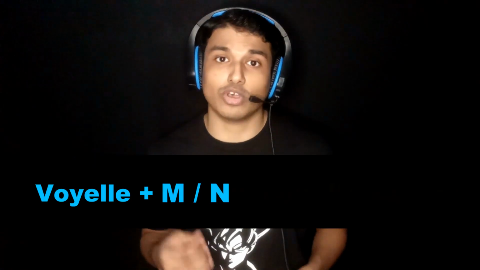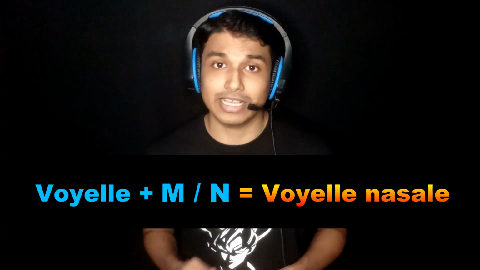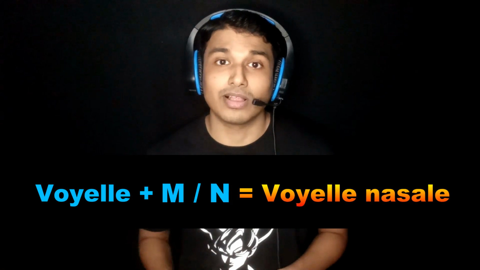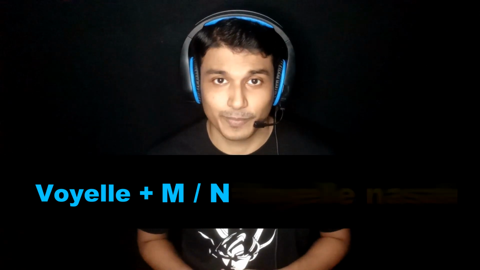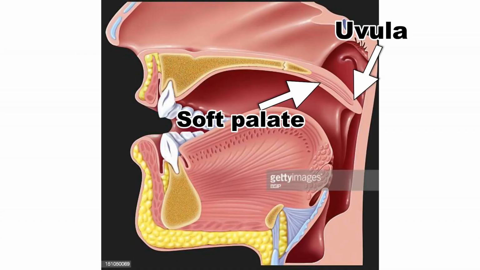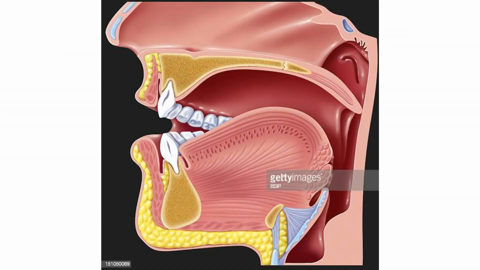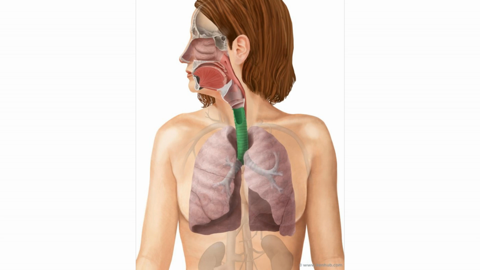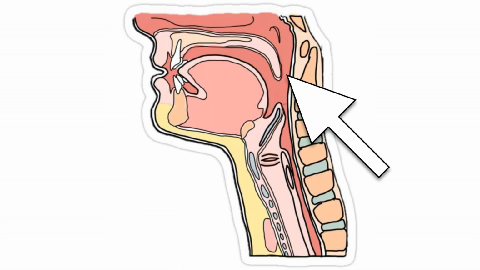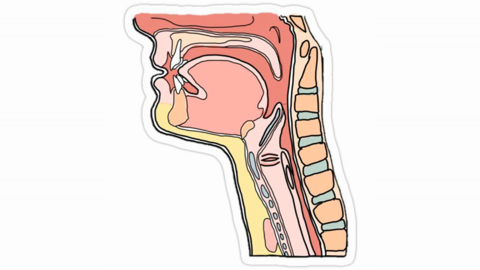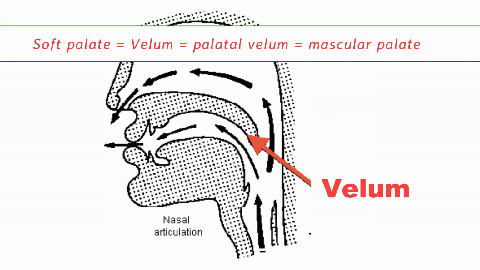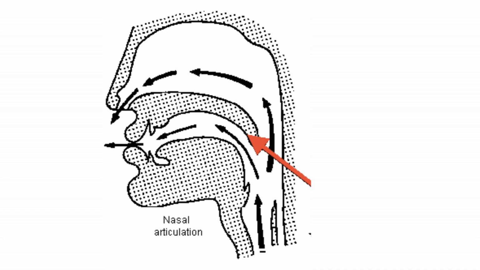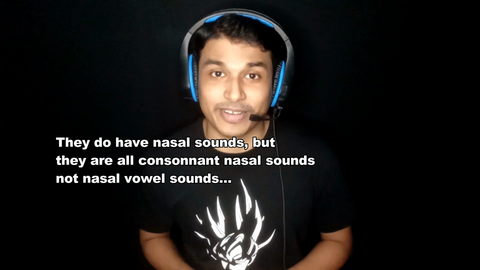In nasal sounds, an N or an M is always preceded by a vowel or a vowel combination. With the oral vowel position, the soft palate and the uvula are up and they block the airflow through the nasal cavity. But for nasal sounds, the soft palate and the uvula are down and they allow the air through the nasal cavity. Thus, you make a nasal sound. Nasal sounds do not happen in English.